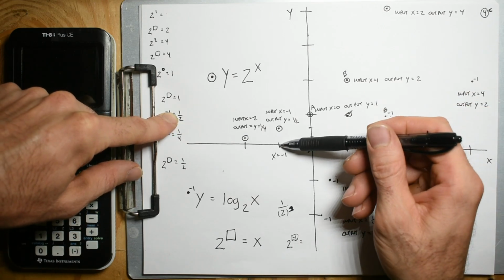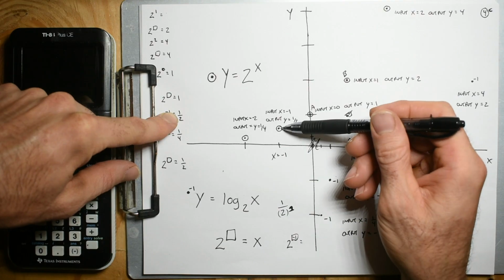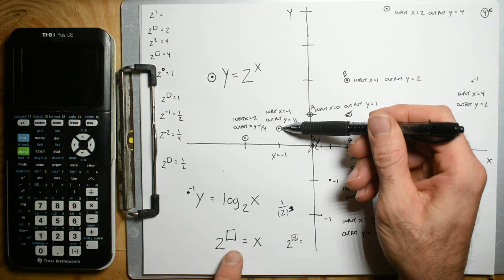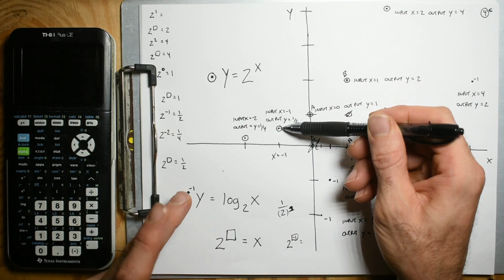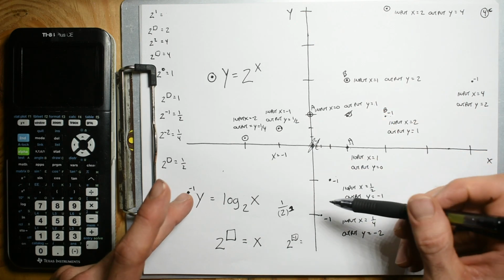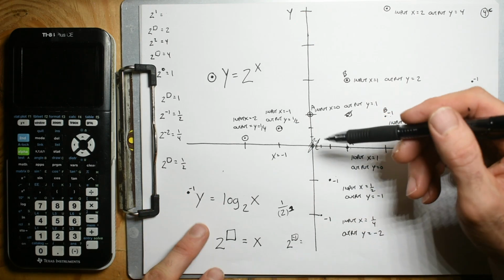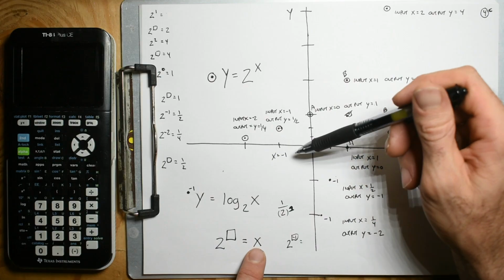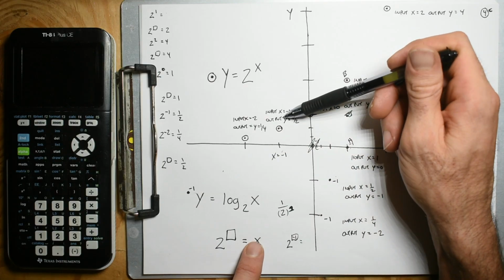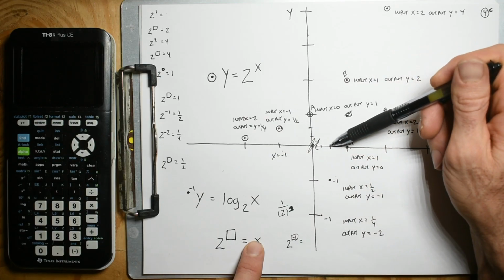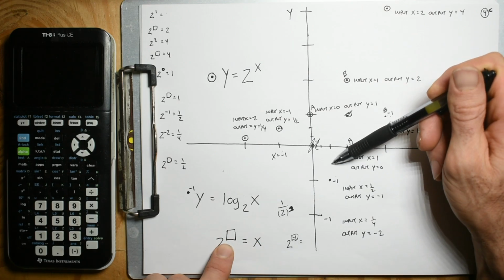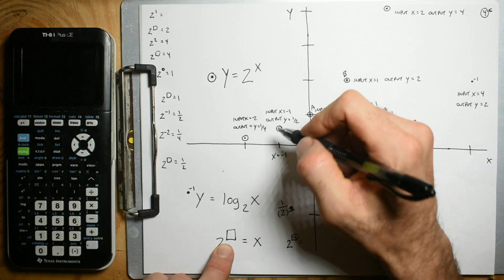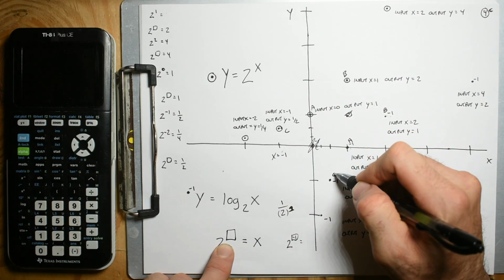Our input over here was an x value of negative 1. We outputted a half. When we throw in a half here, this is going to be 2 to the negative 1. And that means that our output is a half. So the input is negative 1, the output's a half. So I'm going to go to a half, and that's going to be our new input, and then our output's negative 1. So there you go, C and C.